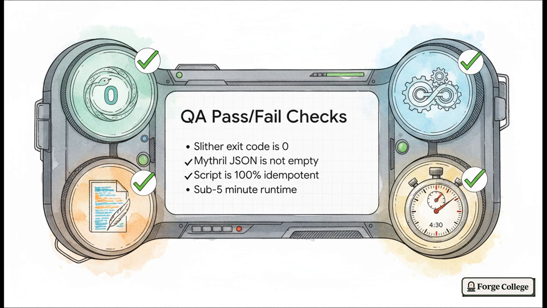1. Slither has to return an exit code of 0, meaning it ran perfectly with no fatal errors. 2. Mythril must produce a non-empty JSON file. If it's completely blank, something broke. 3. The script must be 100% idempotent. If you run it twice, it absolutely shouldn't crash the second time. And 4. Performance. For a tiny contract like simple.sol, this whole thing should take under 5 minutes. If it hangs for an hour, you might need to add some flags to limit Mythril's execution depth.